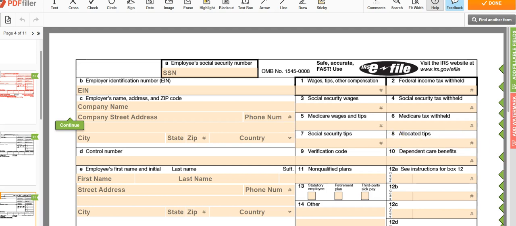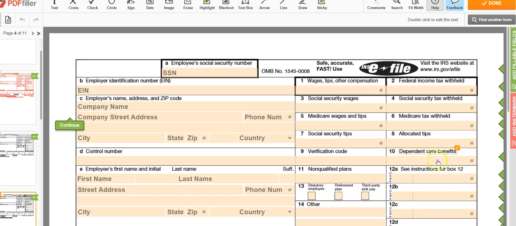But if you're not a waiter or waitress, you're rarely going to have anything in these boxes. Okay, dependent care benefits, box 10. That is if your employer offers you something like what is called dependent care benefits, and you had money coming out of your paycheck for that purpose, this amount goes there.